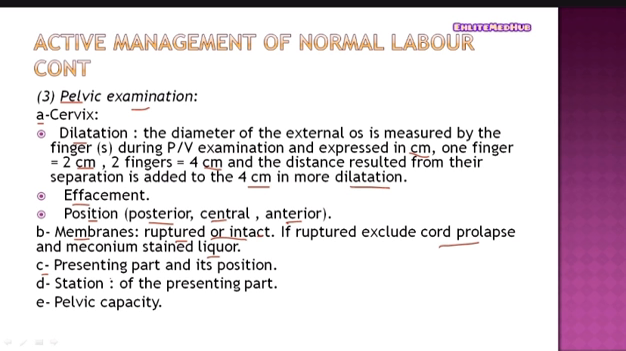C is presenting part and its position. D is station of the presenting part. E is pelvic capacity. So you check for all these in the pelvic examination during normal labor.